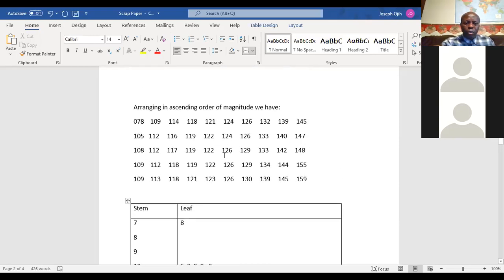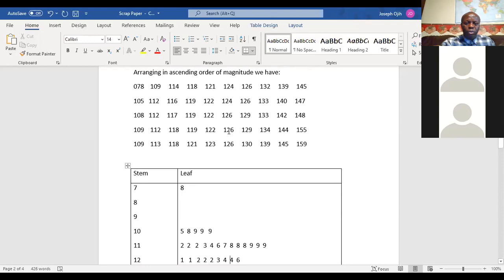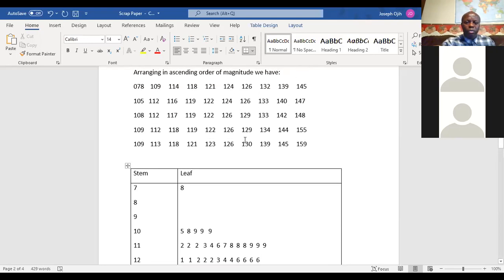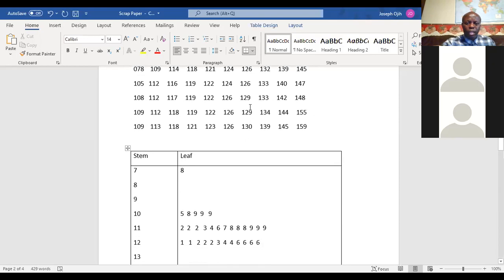Then what else? Then 126. We have 1, 2, 3, 4 of them. So what else? 129, 2 of them. See 129 here, 129.